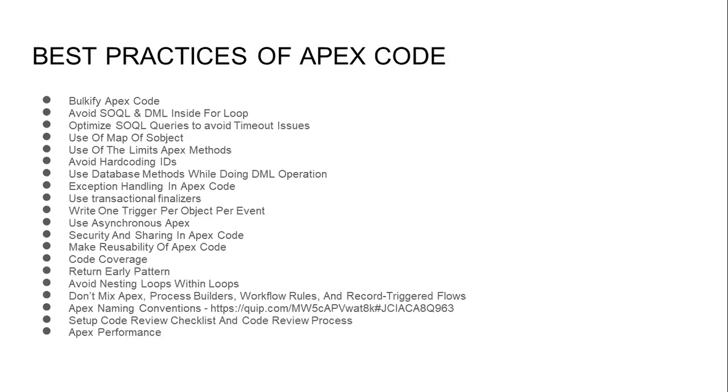In Apex code, these are the best practices that we have. First is bulkification. Then we need to avoid SOQL and DML inside the loop. And in SOQL, we have to optimize the SOQL queries. I will go over each of those points in more detail in further slides. Now I'm just reading it out.